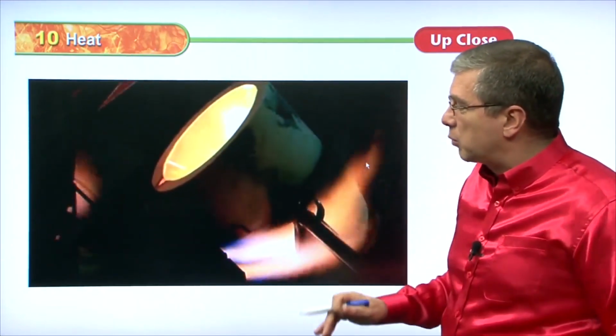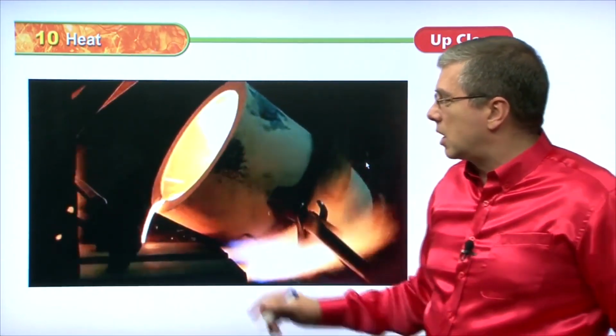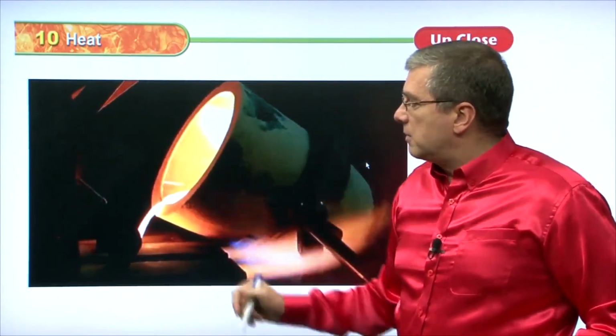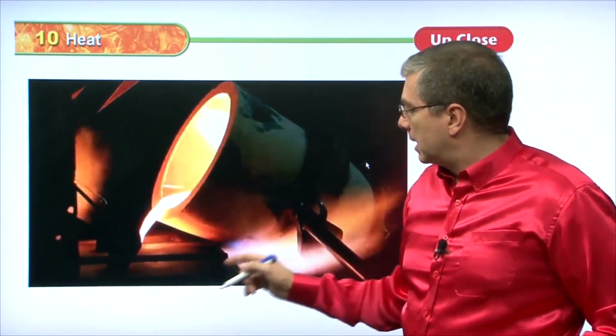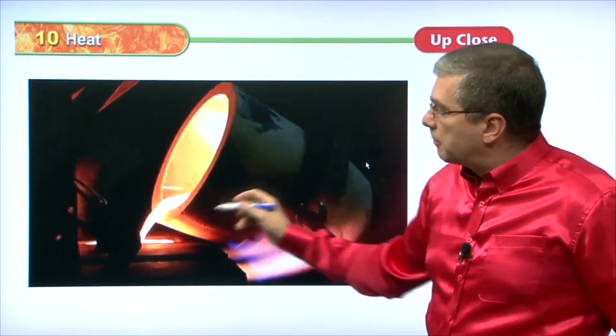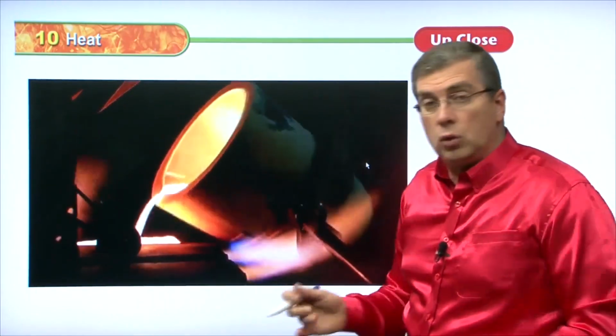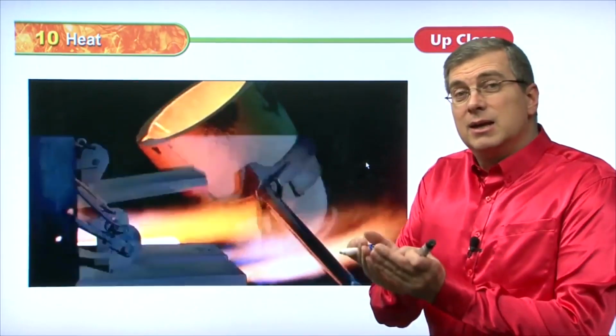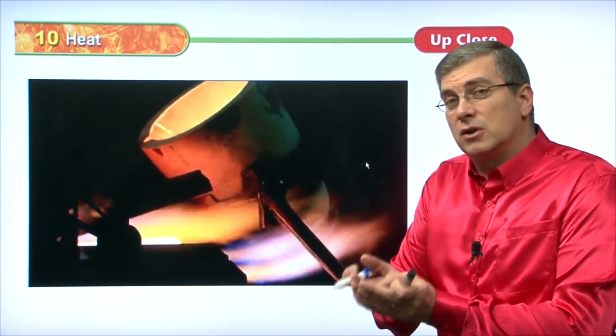It's very, very bright. It almost has no color. It's just very bright liquid metal. And look at all the heat coming off there. They're pouring the metal into these molds, to make the metal make it into a certain shape.